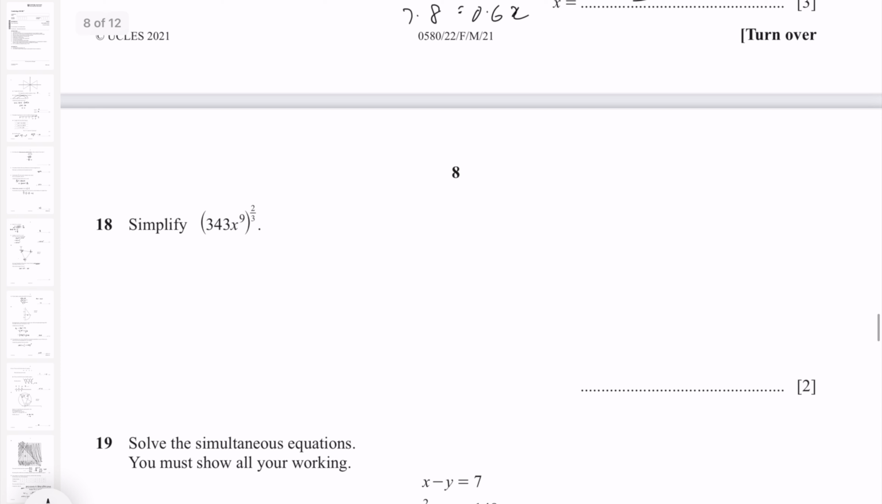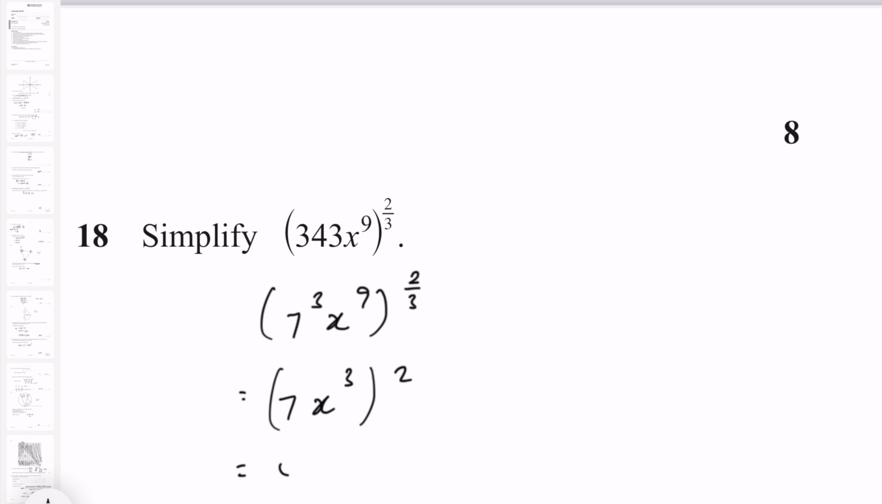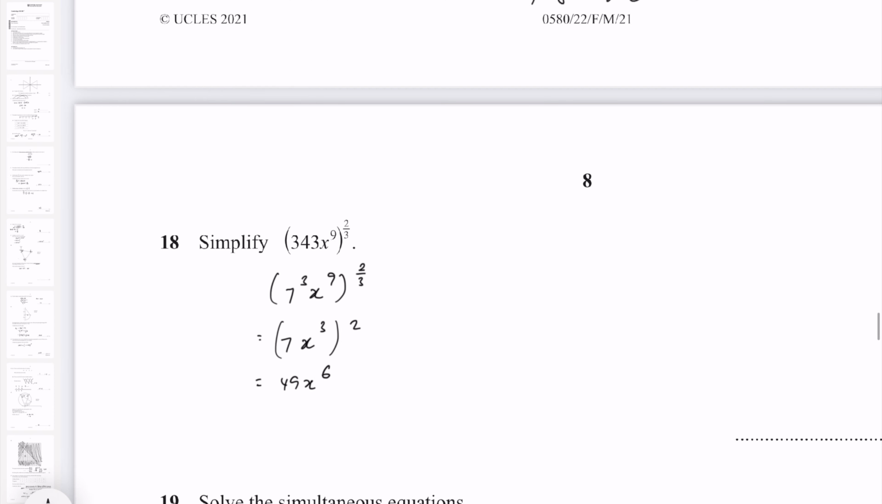Now simplify that. Okay, so that's 343, that's just 343 divided by 7 divided by 7. Okay, so that's 7 cubed. X powered 9, 2/3. Now when I multiply, that's 7 x powered 3 squared. So that's 49 x powered 6. Okay, that's it for this one.